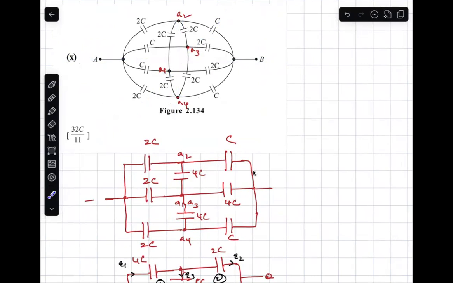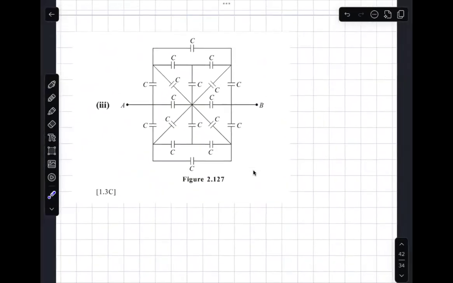Right. This is my next question. Try to solve this carefully.